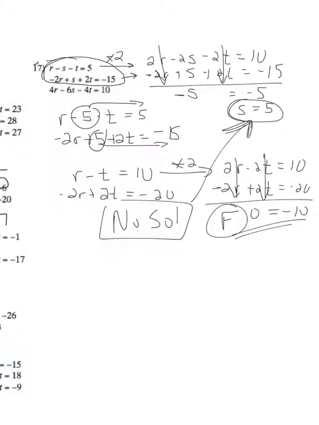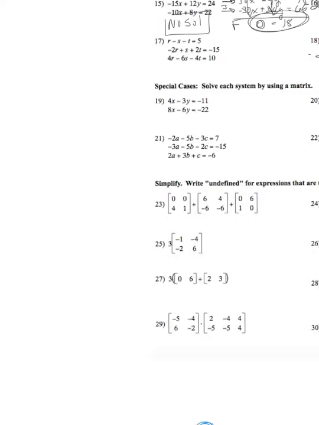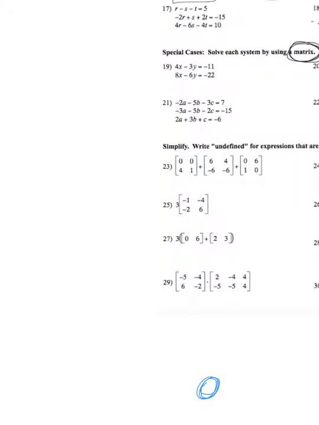Okay, 19. 19 wants to know what the special case looks like with a matrix. So using a matrix, what does no solution and all solutions look like? Well, let's take a look. So for 19, I'll make a quick matrix here. So I've got 4, negative 3 gives an answer of negative 11, and 8 with negative 6 gives an answer of negative 22.